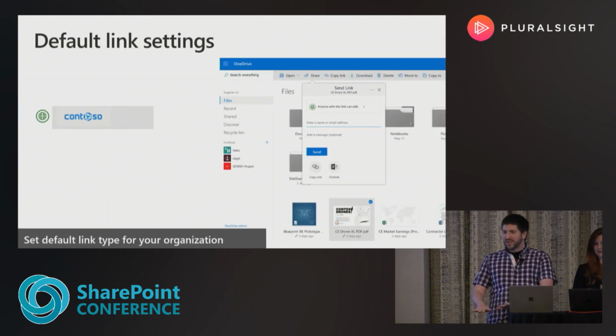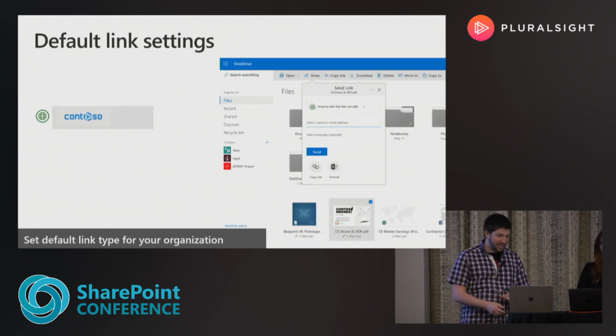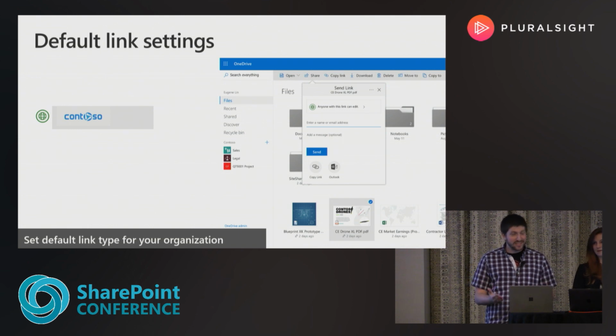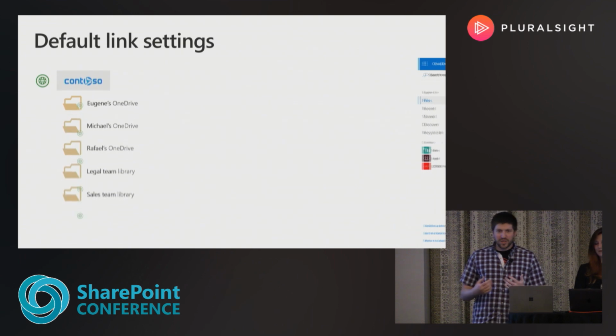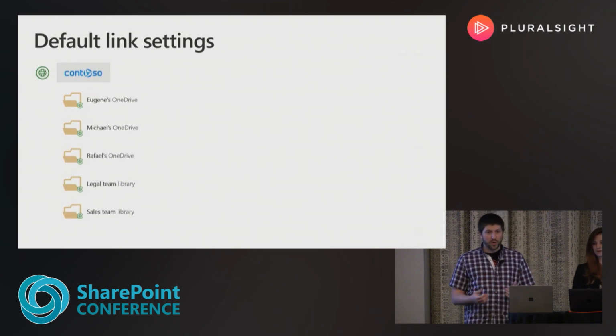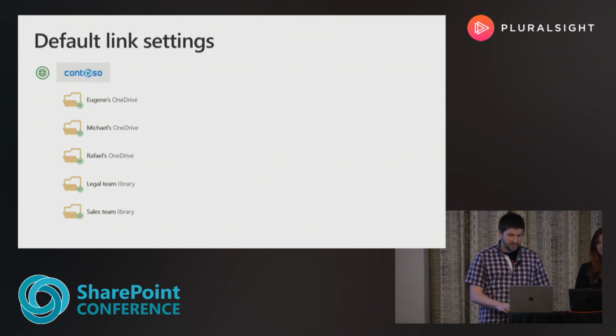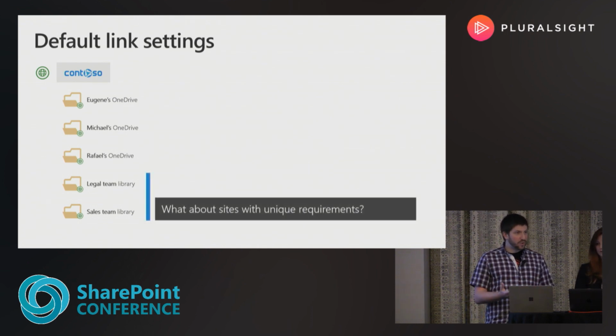And okay, I thought we were done with the default link stuff, but we're going to go back there and keep talking about defaults. So we talked about how you can set a default link type for your entire organization. But as you all know, it's really hard to find a single set of policies that works for every single person and every single library and every OneDrive in your organization. Oftentimes, we have sites that have unique requirements, and trying to find that one-size-fits-all policy is really tough and often results in end users becoming really frustrated because it's just harder to get their work done.